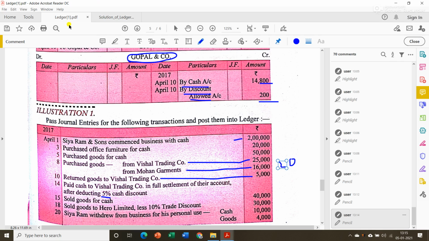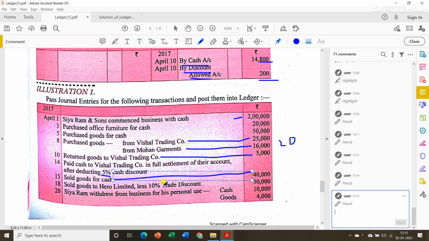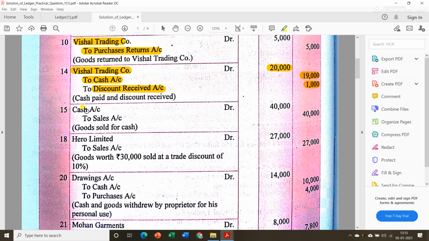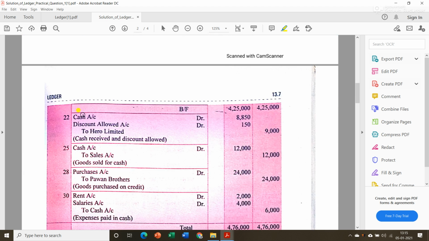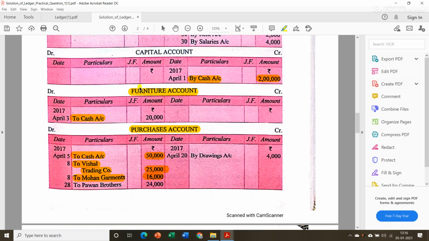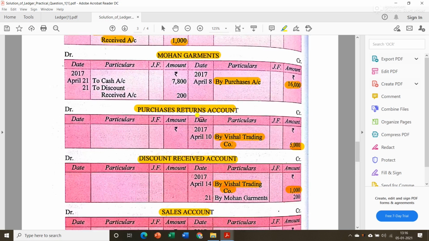Then next journal entry we have sold goods for cash rupees 40,000. That means we sold goods for cash and we received 40,000. So journal entry will be cash account debit to sales account. Since we already have cash account, in the ledger we will write to sales account rupees 40,000, and we don't have sales account, so we will prepare a new sales account, and on the credit side we will write by cash account rupees 40,000.